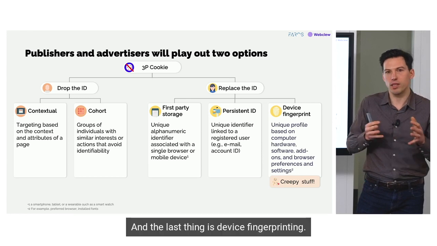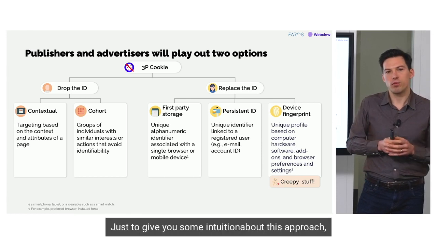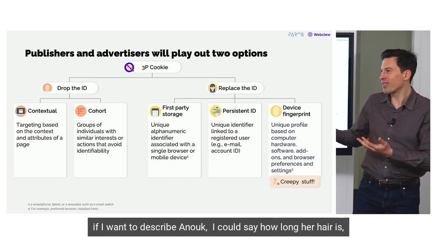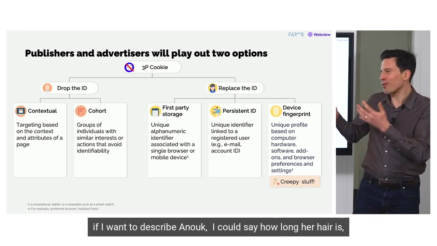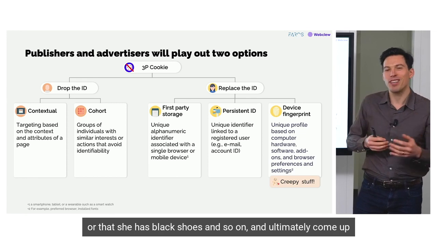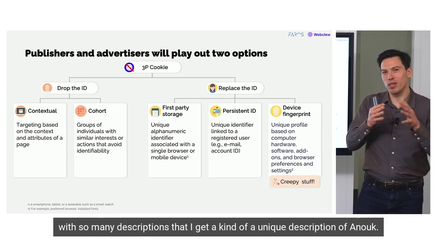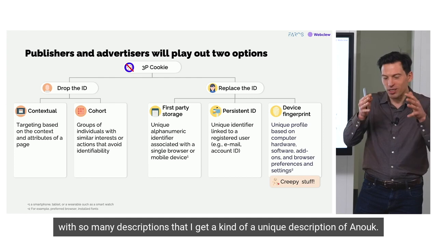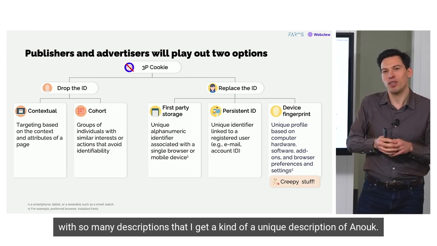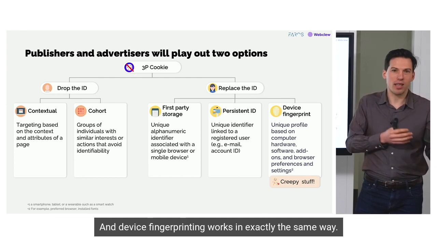And the last thing is device fingerprinting. Just to give you some intuition about this approach, if I want to describe Anouk, I could say how long her hair is, or that she has black shoes, and so on, and ultimately come up with so many descriptions that I get a kind of a unique description of Anouk. And device fingerprinting works in exactly that same way.